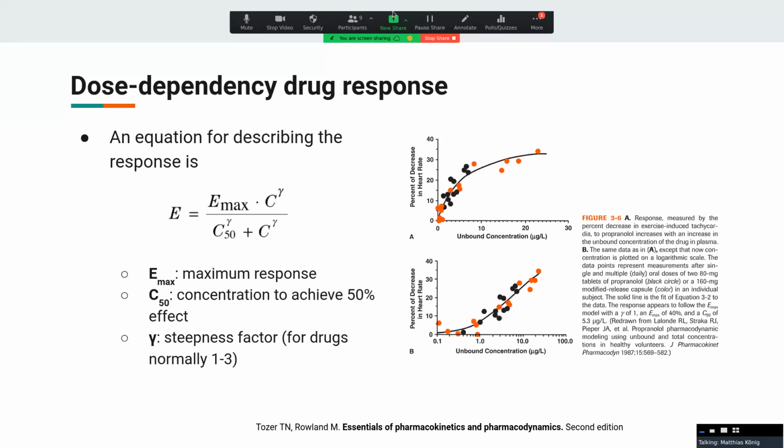Okay. So how can you describe this mathematically? What is often used is this simple dose response equation, which is very similar to the Hill type equations which we saw for the metabolism. You basically have two parameters in this equation. The one is the Emax, which is the efficacy or the maximum response, and the second one is the C50, which is the potency, so the concentration to reach half maximum. We also have this gamma in there, which is a steepness factor, and the higher the gamma is, the more sigmoidal the curve is, and the sharper the shift is in this curve.